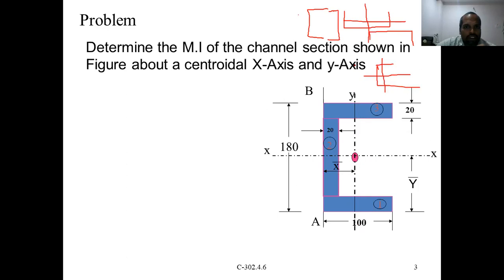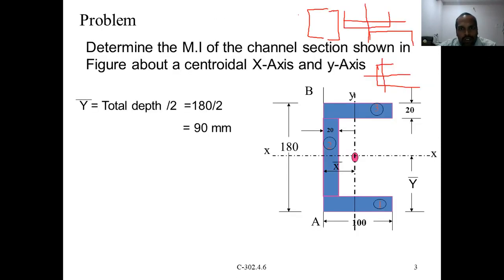Now let us go to the actual problem. Okay, so this is what we did. Determine the moment of inertia of the channel section shown in the figure about the centroidal x-axis and y-axis. For the given dimensions, this channel section is symmetric. This is 100, this is 100, so it is 20, and this one also 20. Of course, this dimension is not given, but it is 20 only because it is a symmetric section. So both are same.